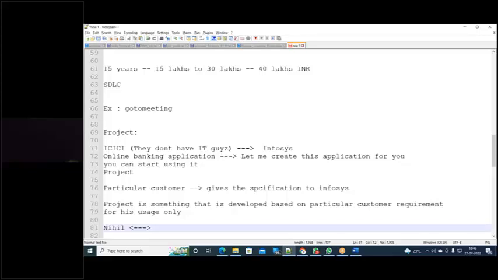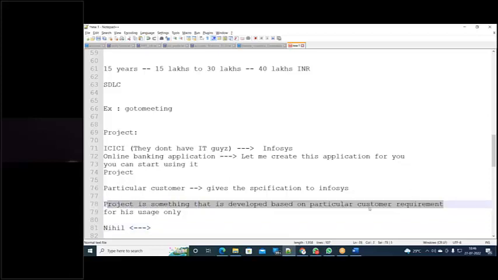Whoever gives the money, they are the client in the world, guys. Look from this perspective: from Infosys, in the general definition, I call it a customer. But let's say Nikhil is working for Infosys, and for Nikhil, ICICI is the client. Whoever is giving you the money, that is the client, guys. Life is very, very simple.